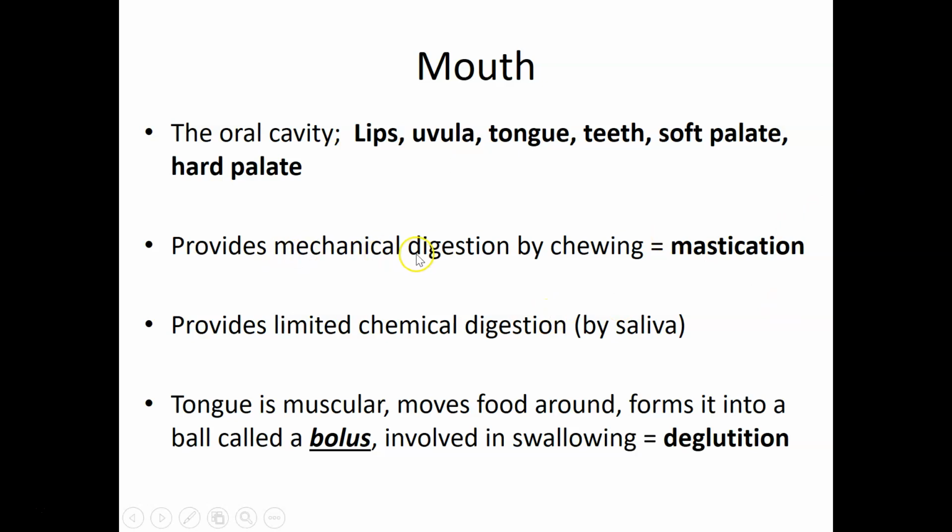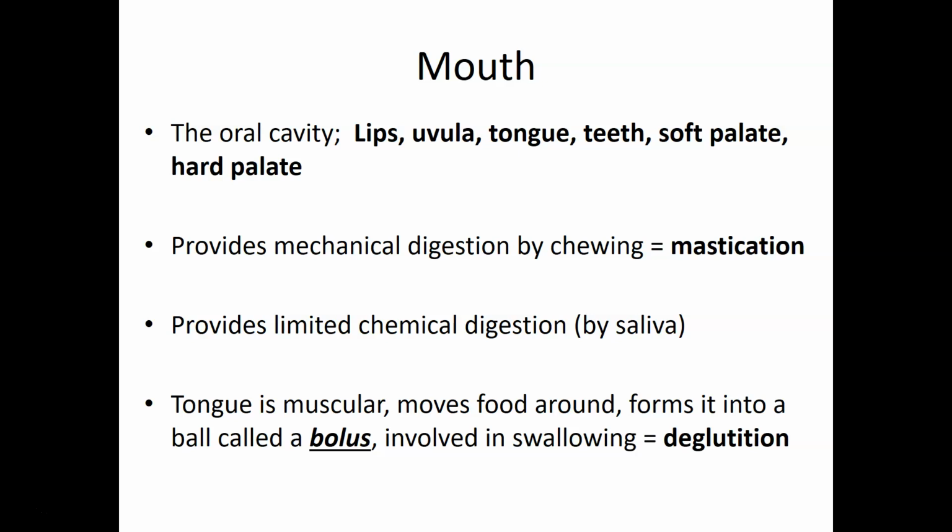So mechanical digestion is by chewing. The technical term for that is mastication. Mastication, the main type of mechanical digestion happening in the mouth. There is a limited amount of chemical digestion that starts in the mouth, and that's through an enzyme, or actually two enzymes that are contained within the saliva. So I'll talk about that a little bit more.